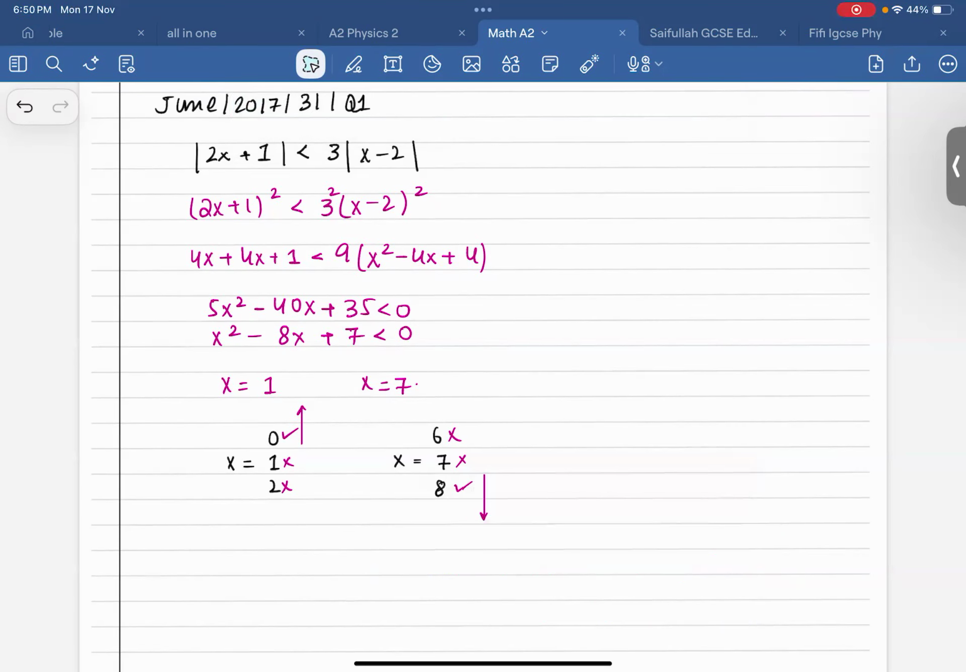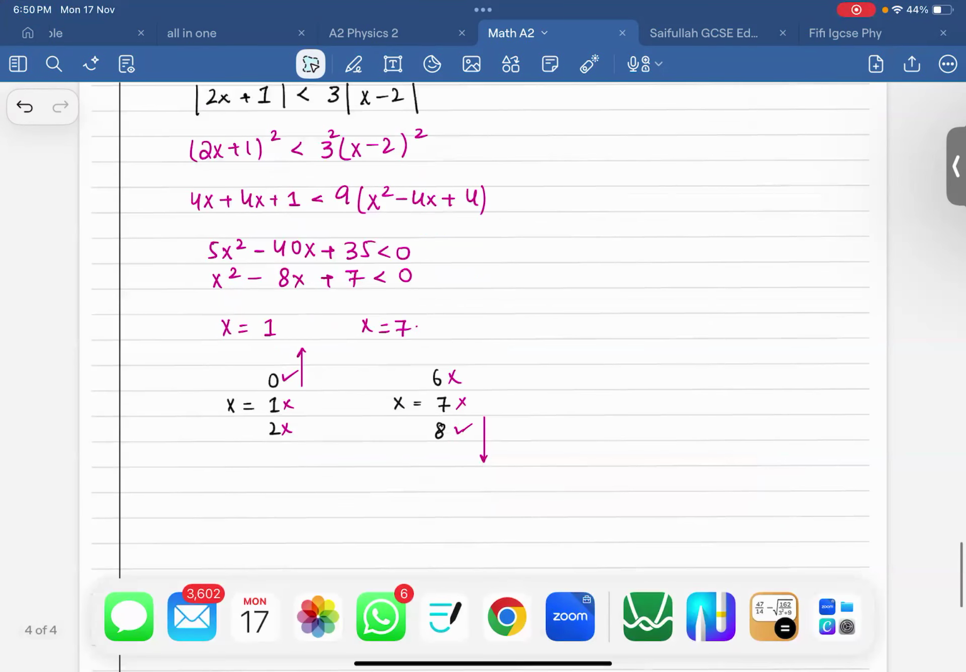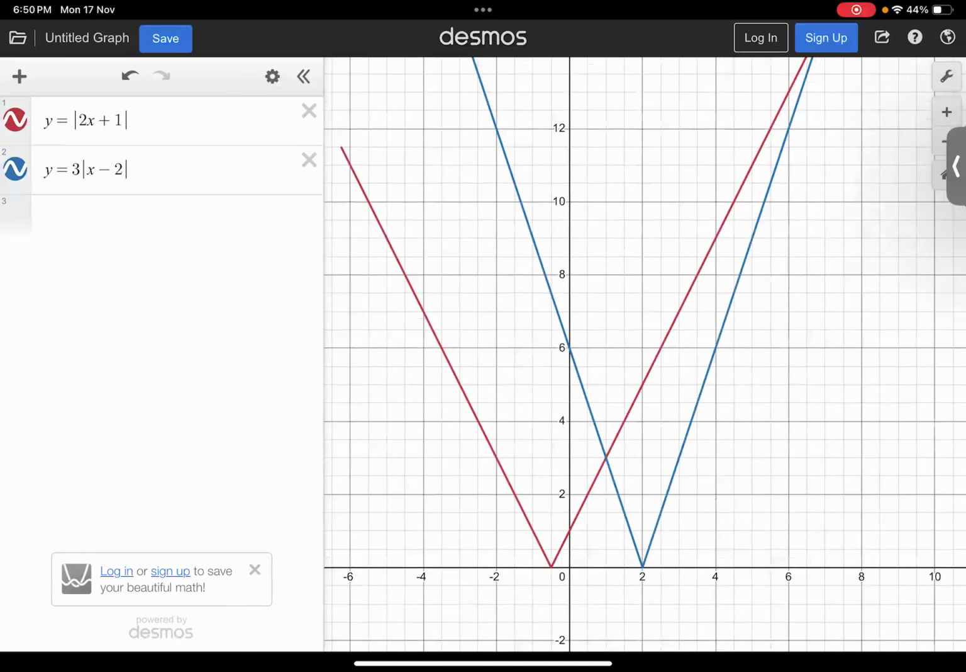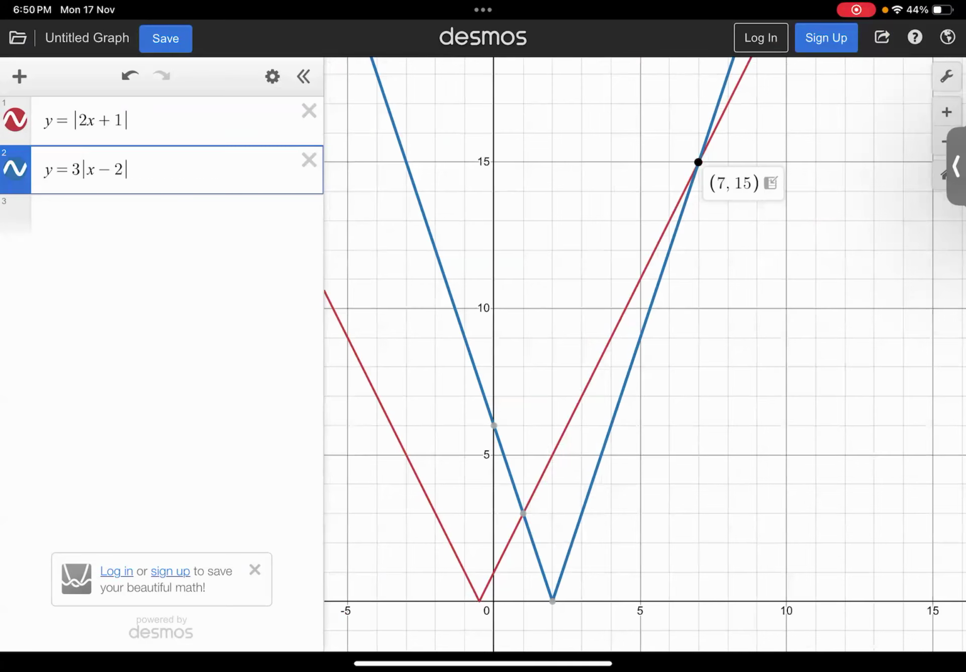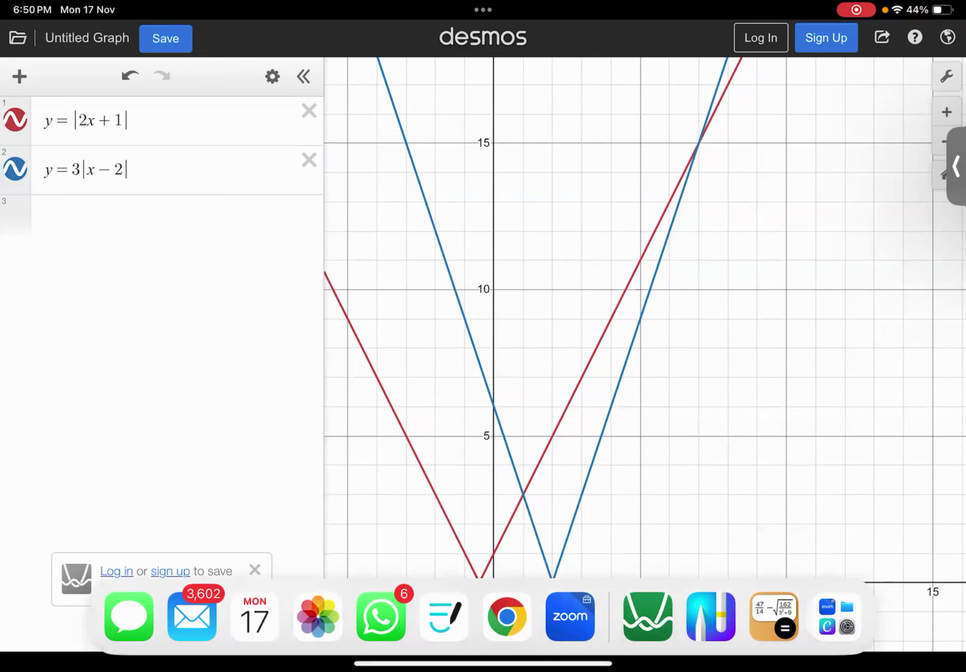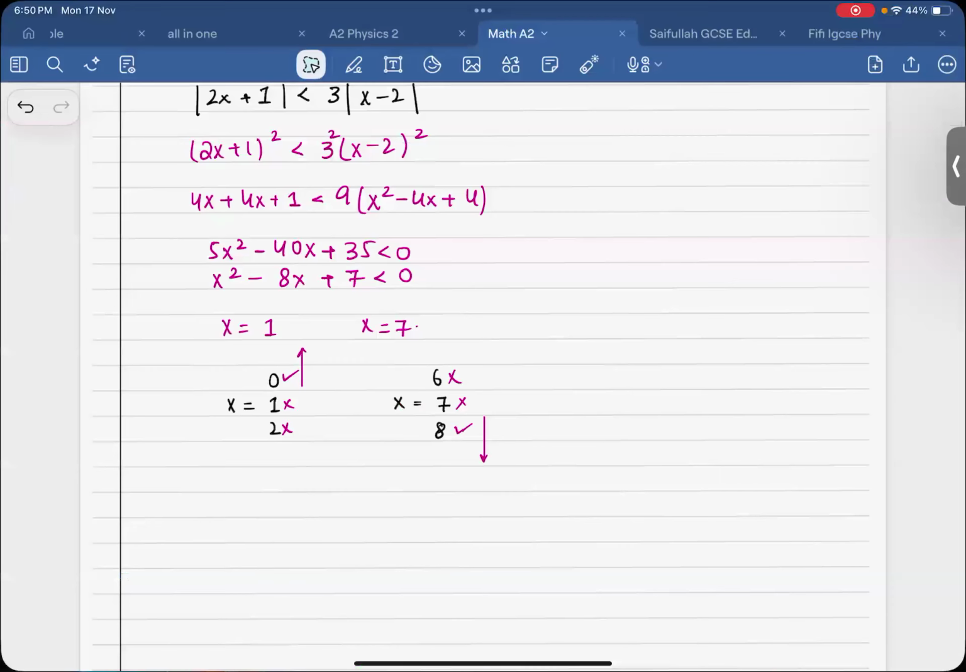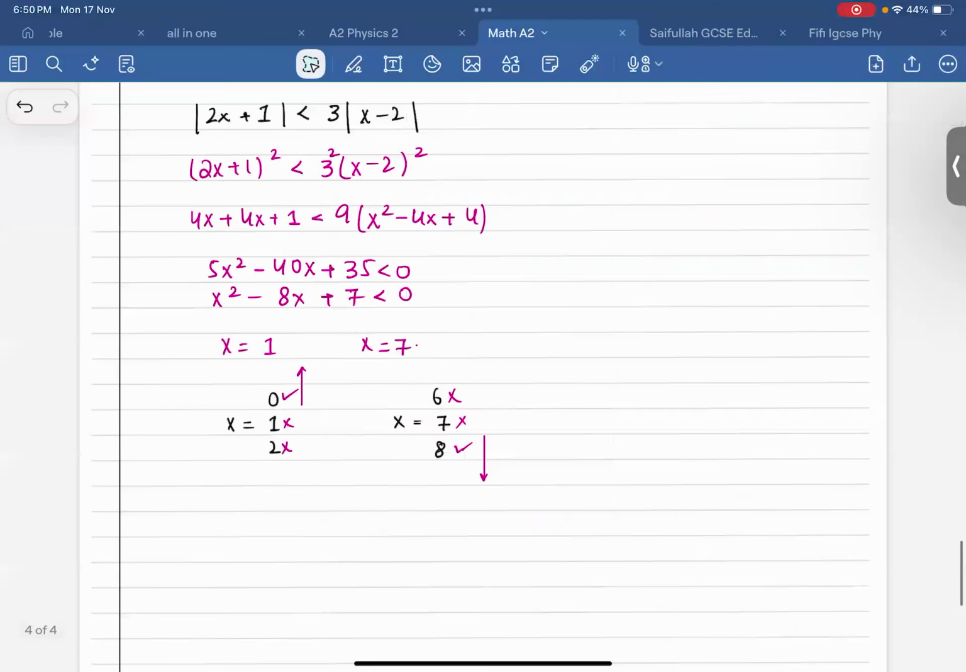So over here, if I take you to the graph, any value greater than this one, any value greater than 7, will follow the inequality, and any value lesser than 1 follows the inequality, right? Is that clear? Are you guys getting it? Yes or no? Yes.